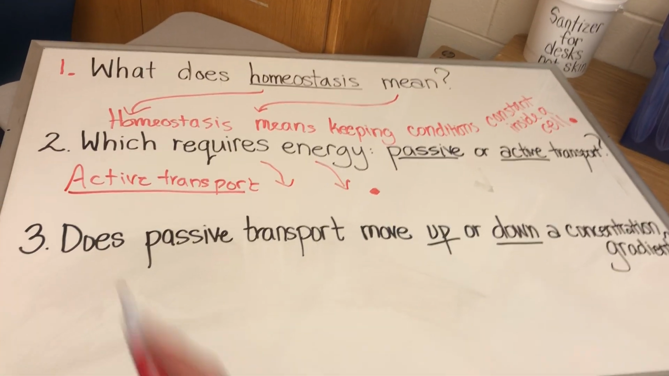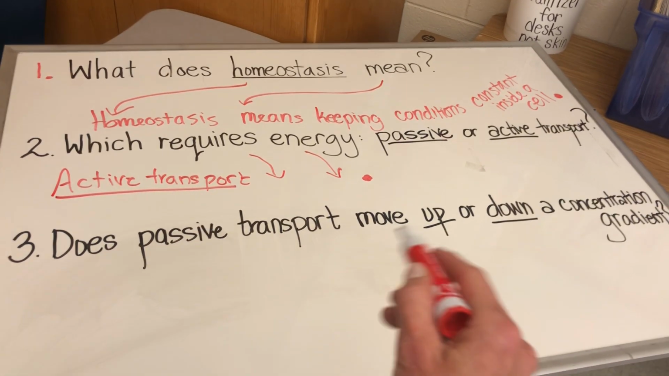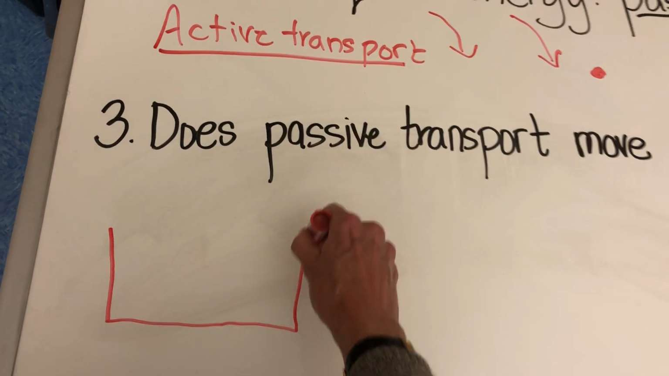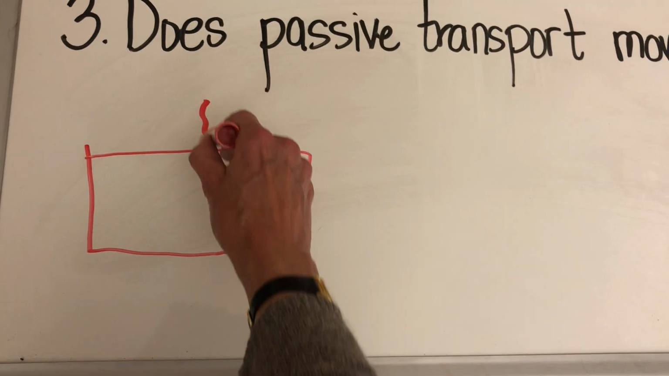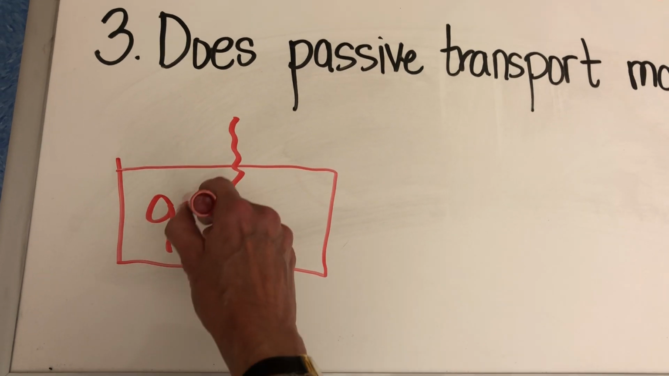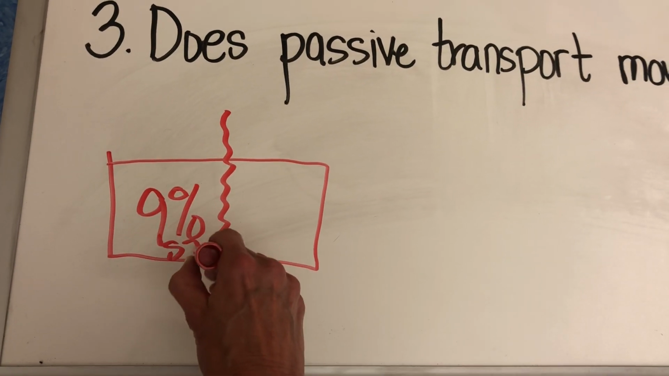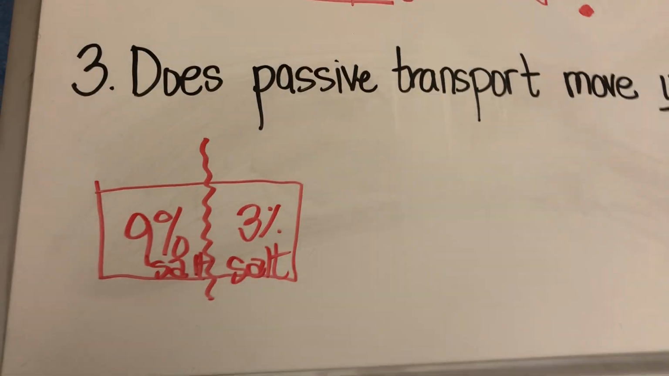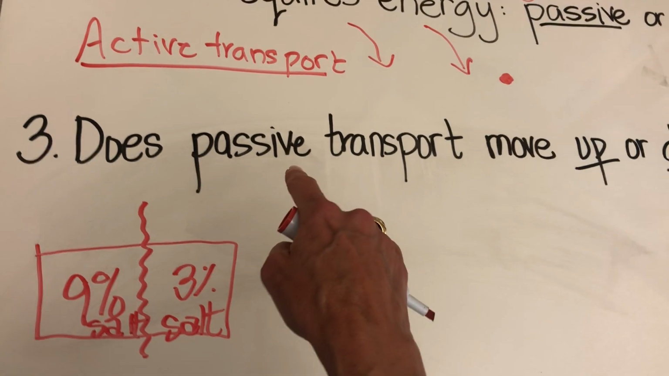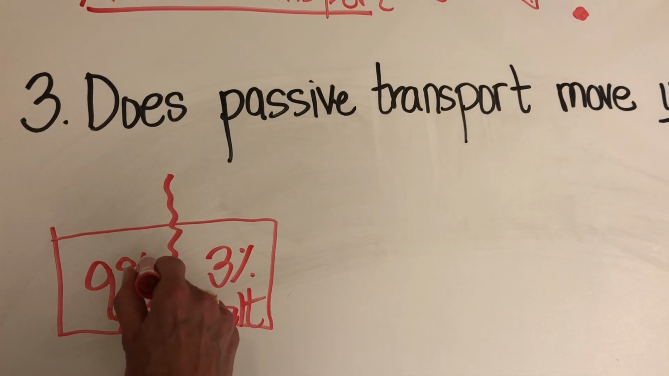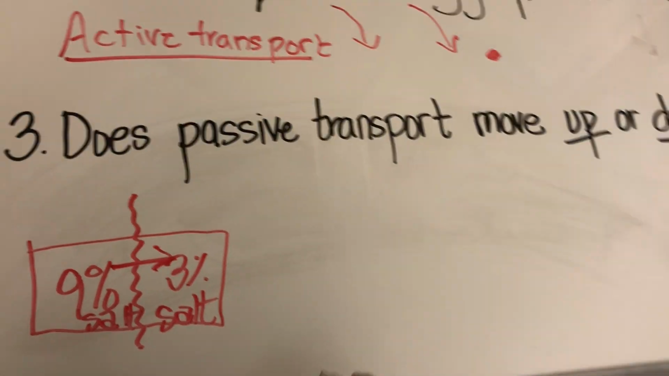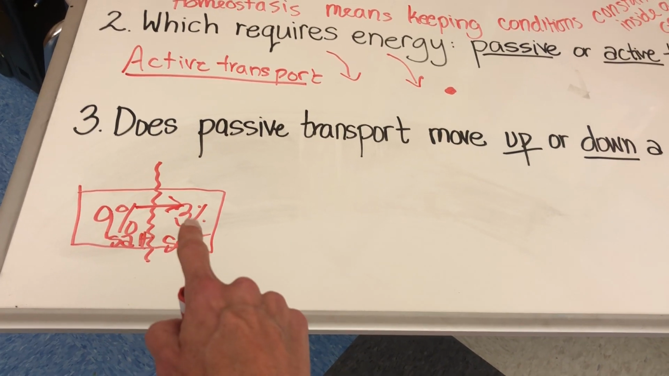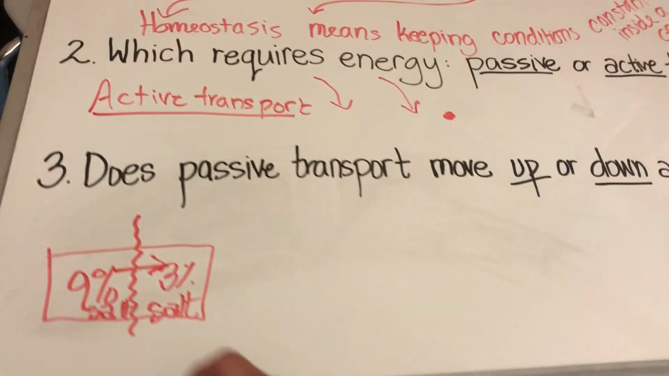Final question that you practiced. Does passive transport move up or down a concentration gradient? You know, a concentration gradient is when there is a difference on either side of a membrane. Let's say this is our membrane, and here there is 9% salt, and on this side there is 3% salt. Passive transport will move easily from high to low. So this way, from 9 to 3, that's down a concentration gradient. It's easy, it's passive, easy to go from high to low, like going from up a mountain down to the bottom, down a concentration gradient.